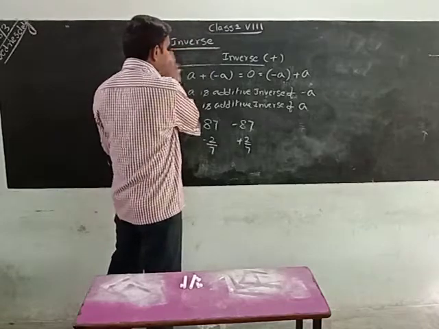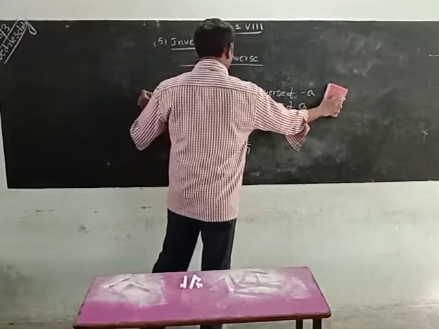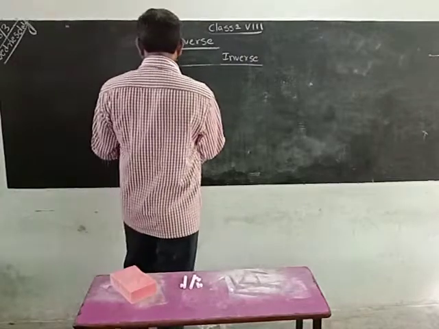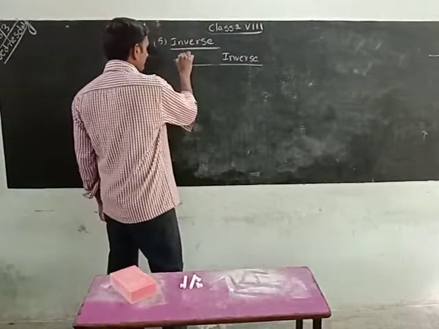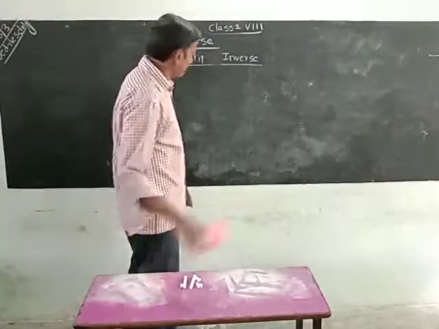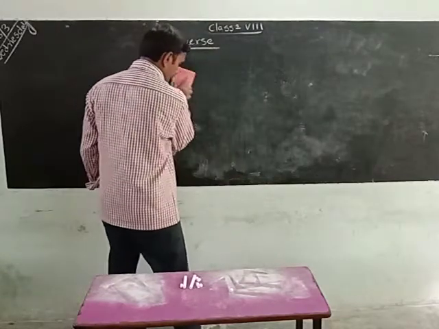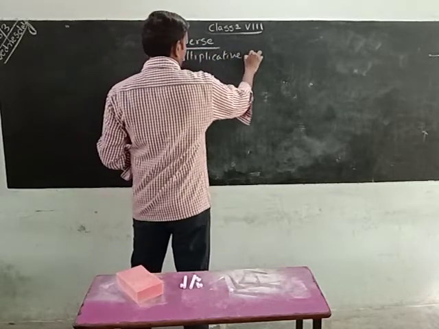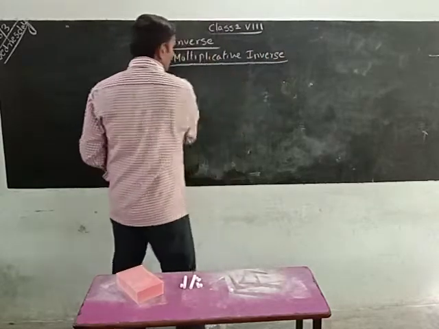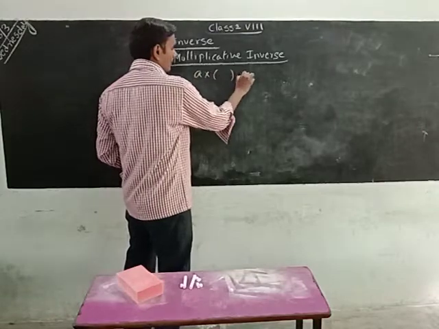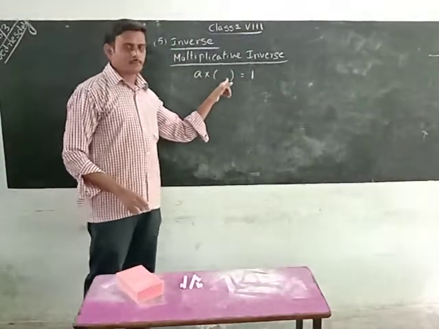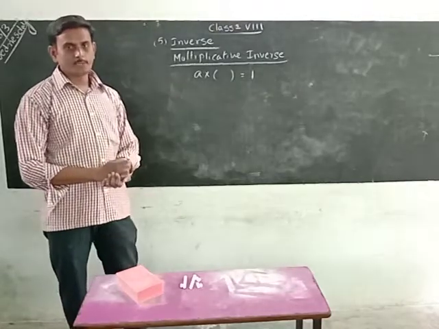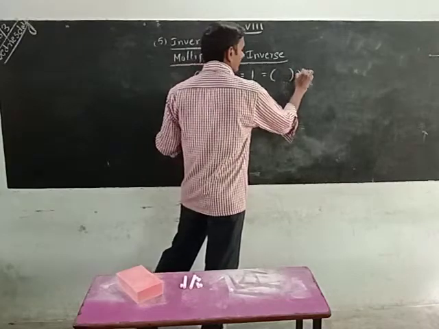Next, multiplicative inverse. Whenever you take a rational number and multiply it with some rational number, if the result is 1, then they are multiplicative inverses. The solution should be 1. By changing the order also, we will get the same.